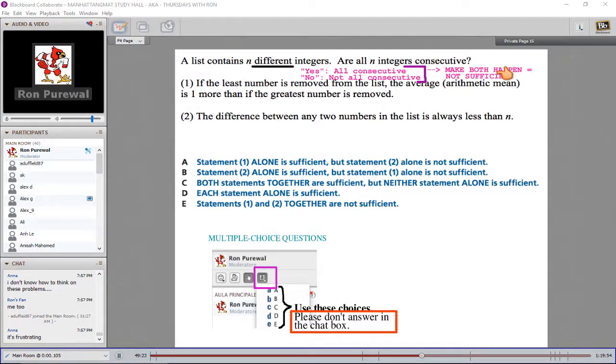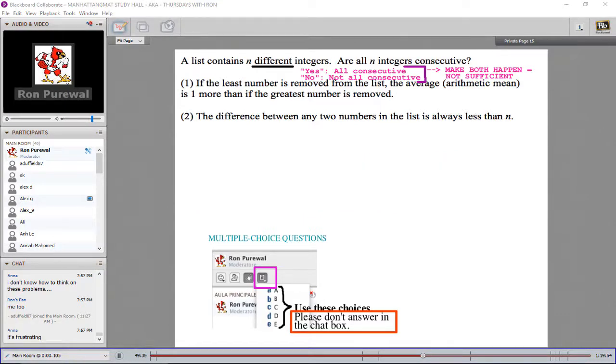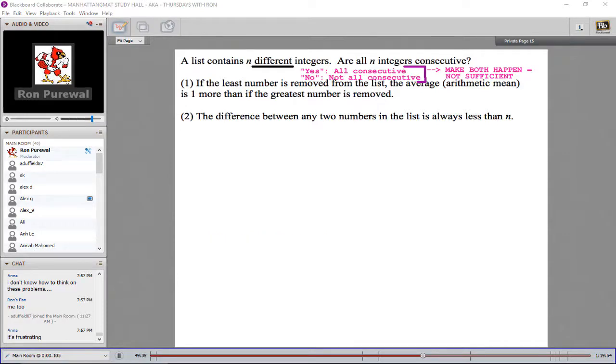Okay. Statement 2 is probably less bad than statement 1. It's at least easier to think about. The difference between any two numbers in the list is always less than n. Let's talk about that.